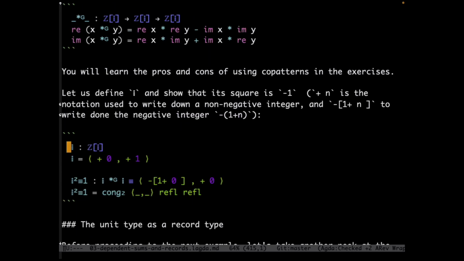Let's define I. Okay, so how do you define I? I'm going to define a Gaussian integer. It has two components, and now you need to know how to write down integers in Agda notation. The library for the integers has this notation, which is a little bit funny. Well, it's not that funny. You'd say plus, and then you give a natural number, and that's going to turn it into an integer. So if I write plus like this, an integer, that will work.